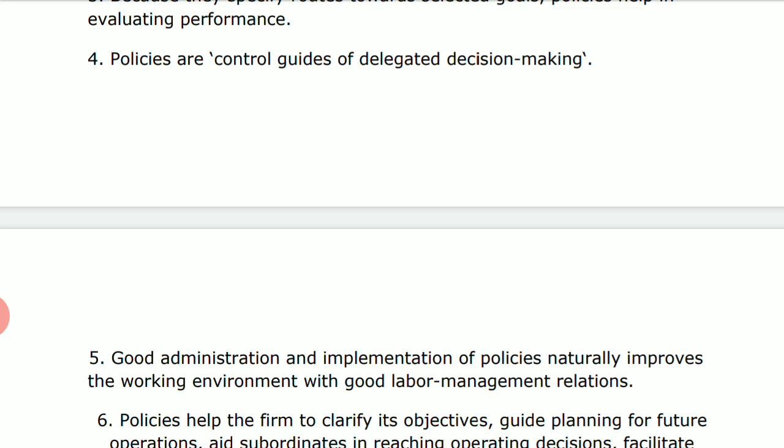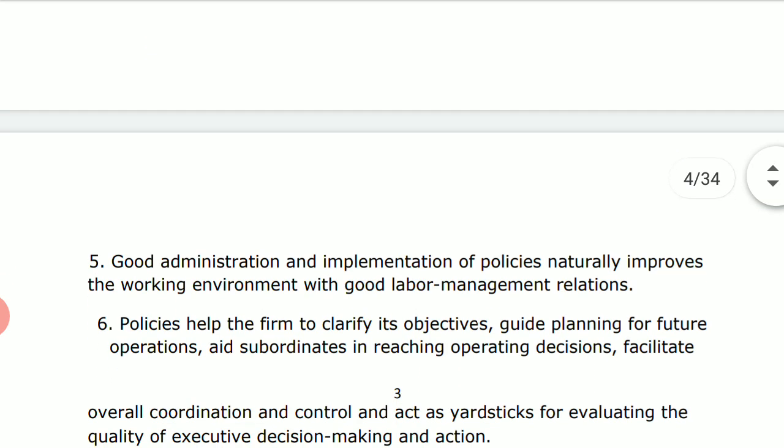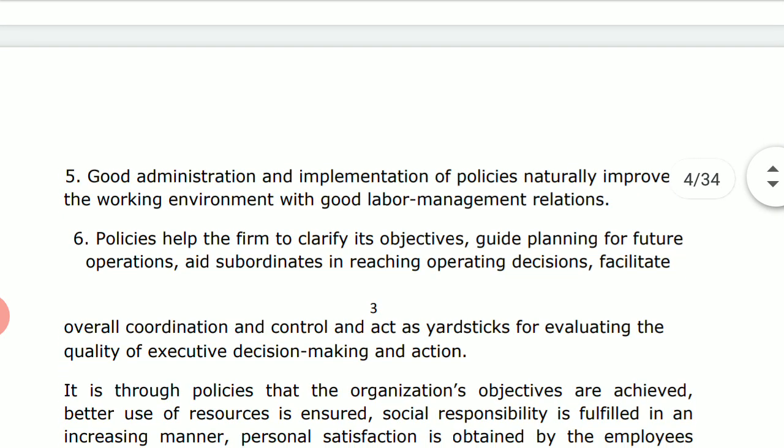That means whatever decision making is delegated, it helps to control it, because whatever decisions you take, you have to follow somewhere or the other the policies. So it helps to take the delegated decisions properly.